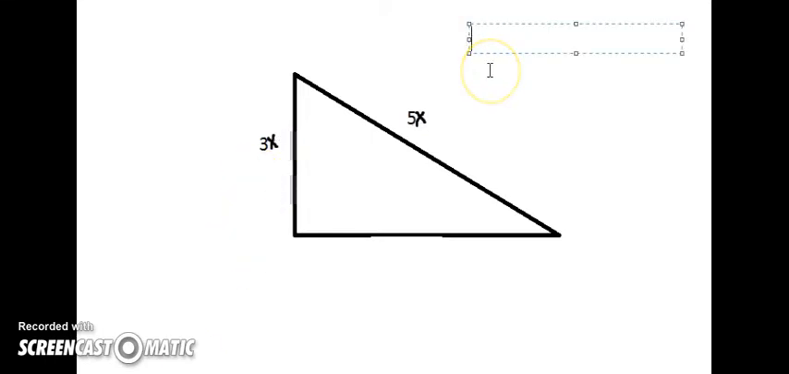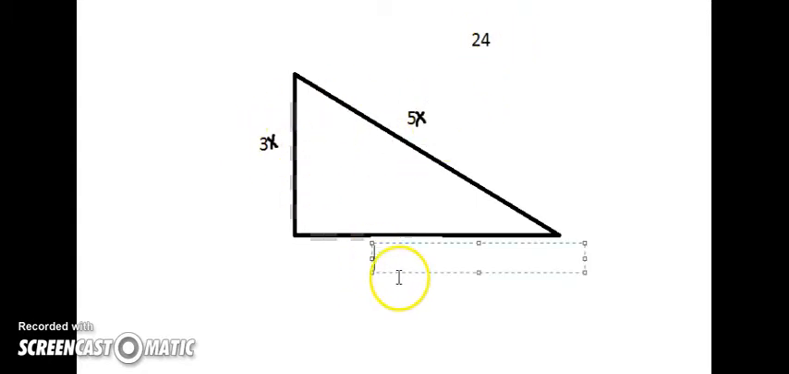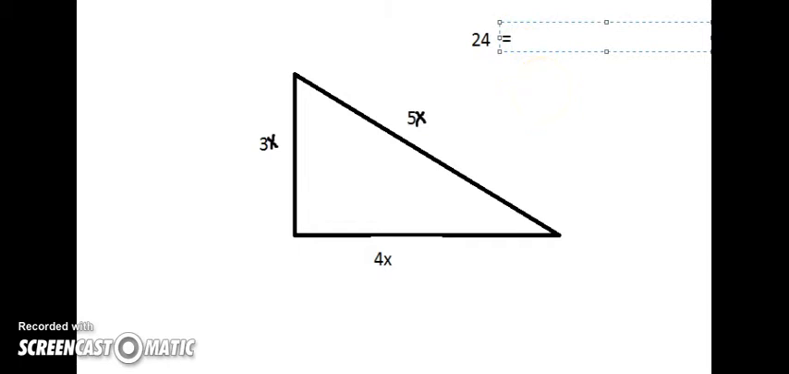Given a particular perimeter of the triangle. So I'll just say the perimeter of the triangle is 24. What's the value of x? Well, you need to know that this is a 3, 4, 5 triangle, so this side's 4x. And then you can add all three of these. So 3x plus 4x plus 5x is 12x, which is the perimeter. So 24 equals 12x. Then you divide both sides by 12, and you get x equals 2. They really like to ask questions like that. So this 3, 4, 5 triangle is one you really need to understand.